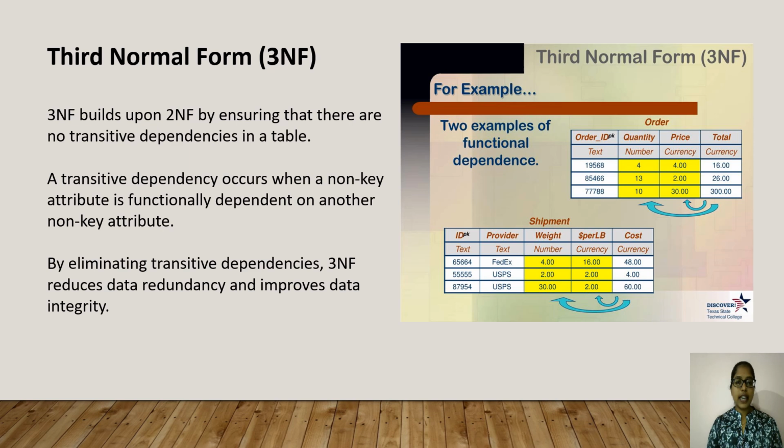Third normal form, 3NF. 3NF builds upon 2NF by ensuring that there are no transitive dependencies in the table. A transitive dependency occurs when a non-key attribute is functionally dependent on another non-key attribute. By eliminating transitive dependencies, 3NF reduces data redundancy and improves data integrity.